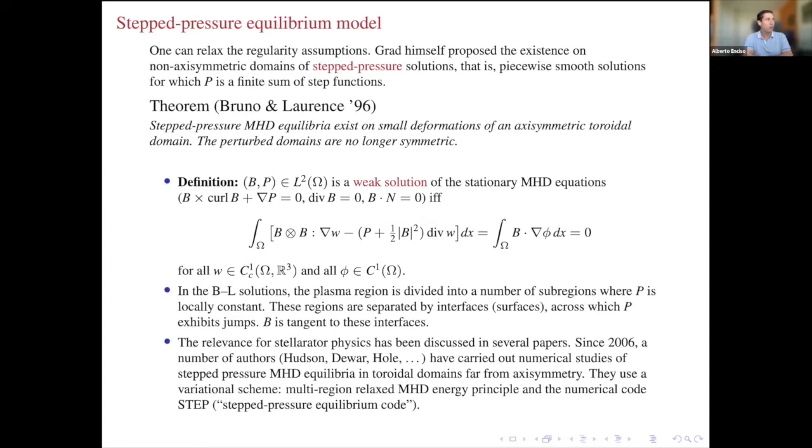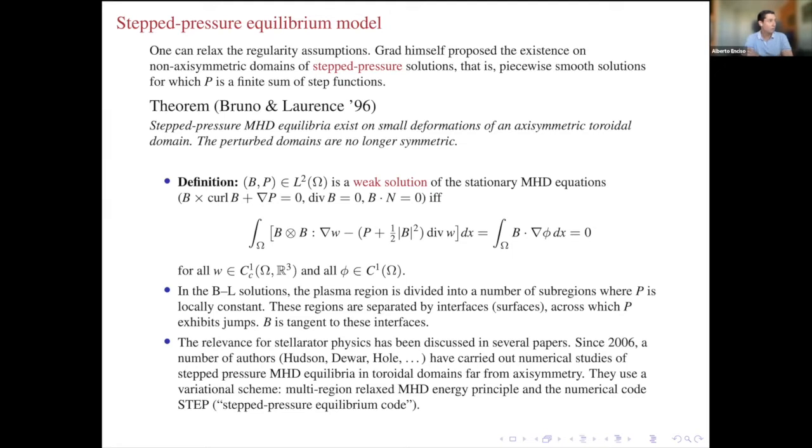What we will do in this talk is to relax the regularity assumptions. Okay, we would really love to know what happens with Grad's conjecture, but we don't know how to do that. Grad himself proposed that what you should be able to construct in non-axisymmetric domains are stepped pressure solutions. That means weak solutions to the equations for which the pressure is a sum of step functions. So it takes different constant values in different regions in space. Okay, that is usually called the stepped pressure equilibrium, and that is true.